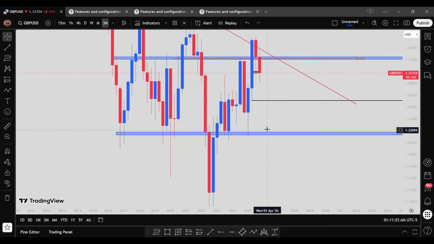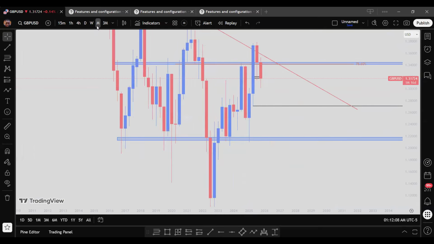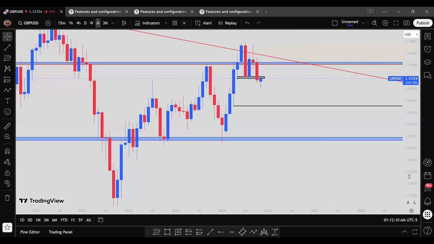But for me, I'll be holding one of my trades to the next major level around this level here. I will close one of my trades as price gets into this zone, and then leave the other one to run to this key level here. So this is how I'm looking to trade GBPUSD. As long as price continues drawing back to the downside, we have no issue.